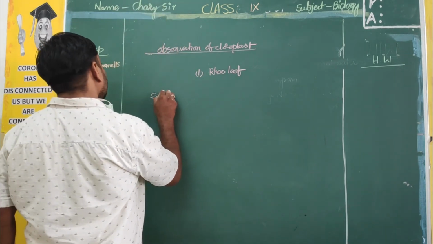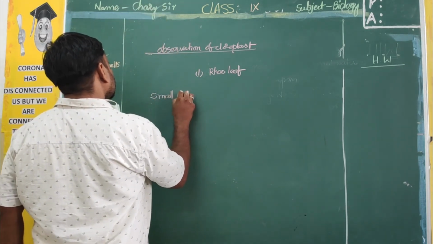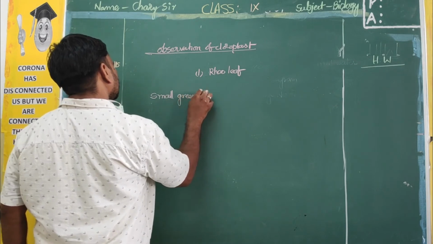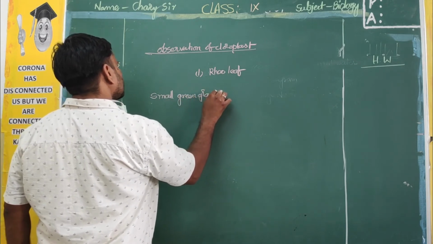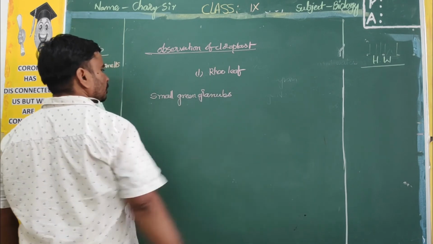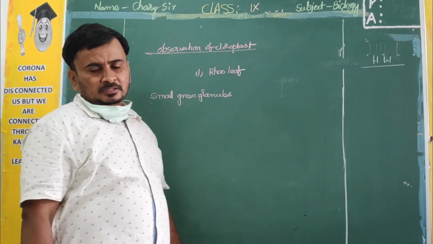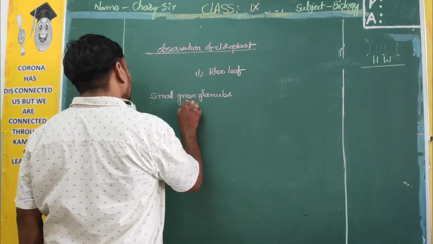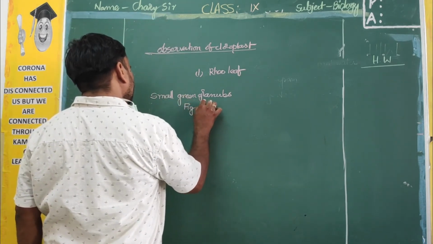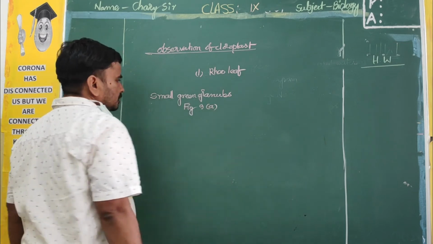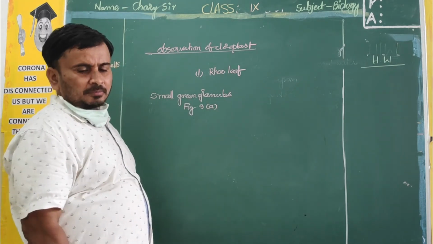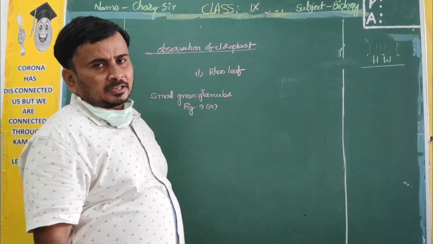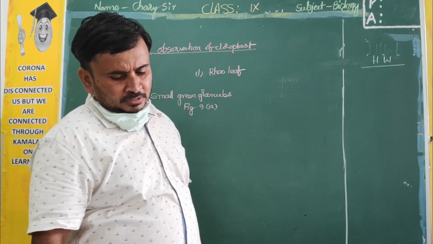Small green granules in the cytoplasm. Figure number 9a. We can see in figure 9a small granules. The picture will be like that only. Okay, small granules you can see in the cytoplasm.